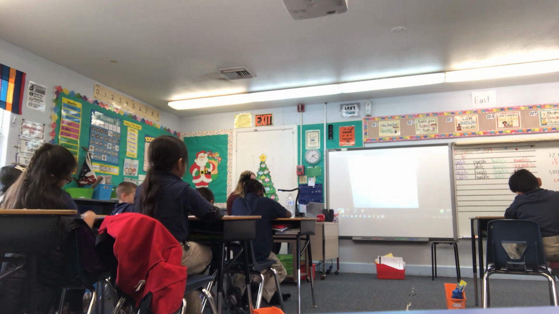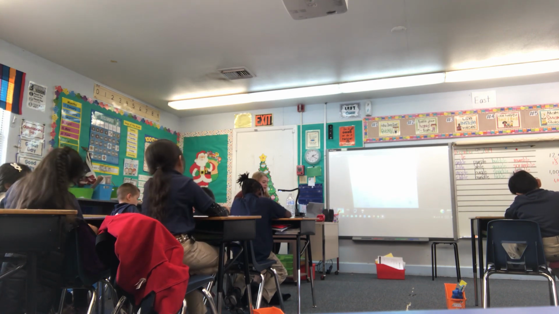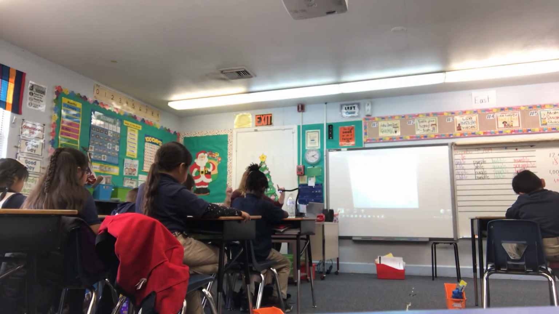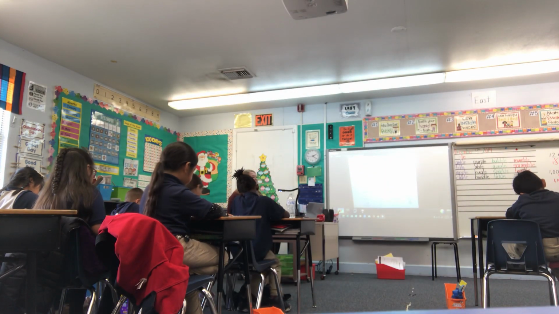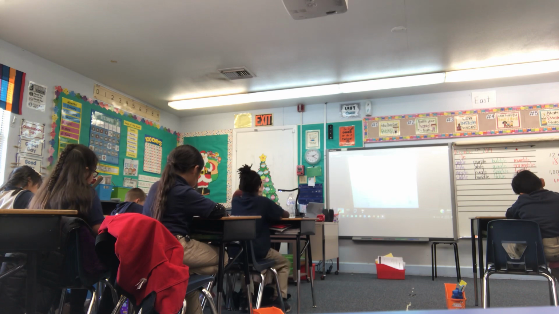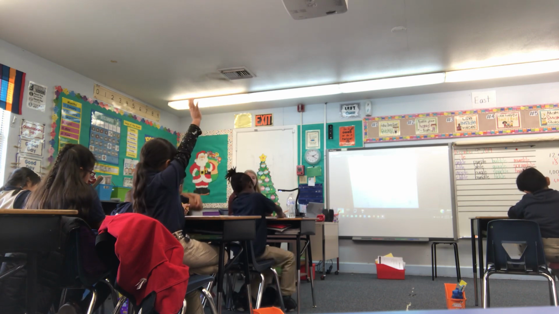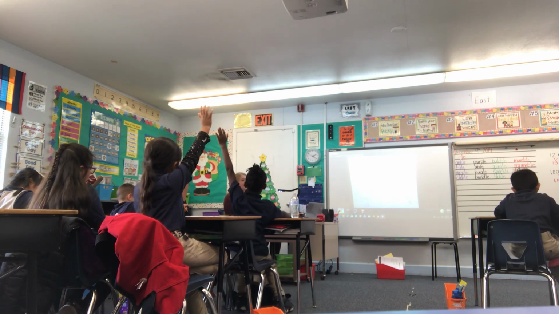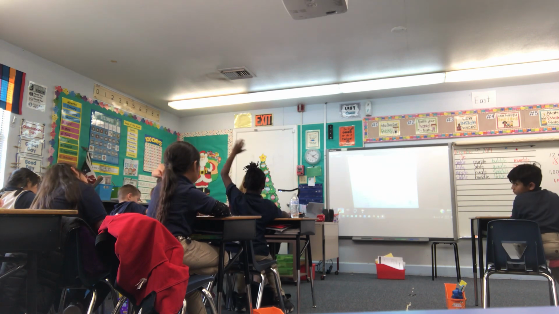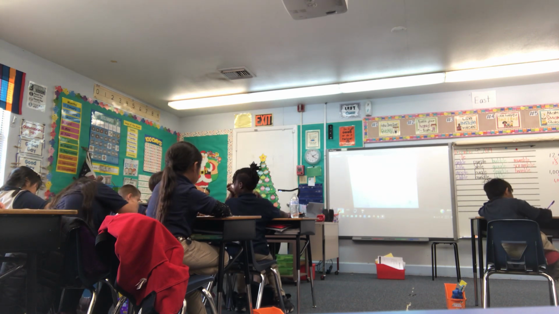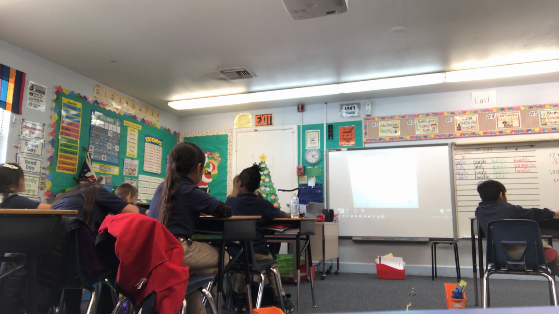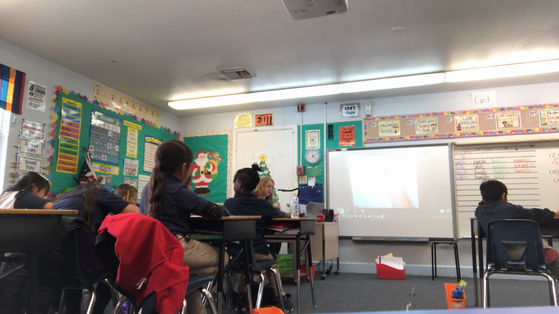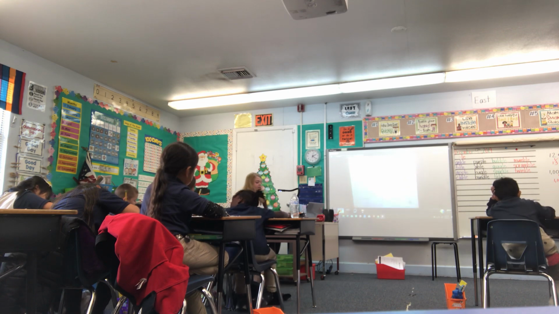All right, number 3. We're gonna write these numbers in order from least to greatest. Out of these 3 numbers, what is our least number? What is the smallest number? Eileen, what's the smallest number? Which one? 256. That is correct. 256.